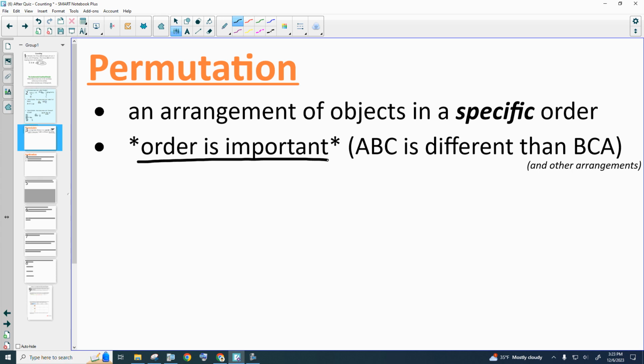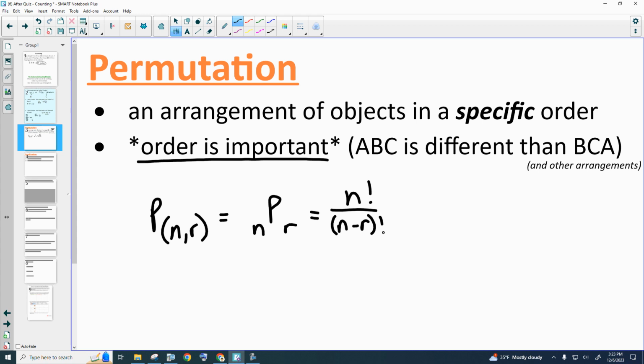Now, I'm going to give you a couple of ways that you might see this. P(n, r) is a permutation. More commonly, we're going to use P with the n and the r like this. You'll see that on the calculator as well. But ultimately what that means is n factorial divided by (n minus r) factorial. So it's like that formula we just came up with.